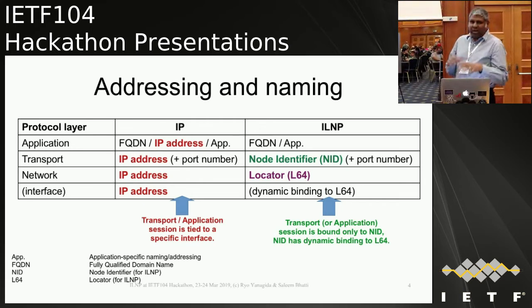So in ILNP, we try to change the way that addressing is done. We introduce new namespaces. So there's a specific identifier at the transport layer that's only used end-to-end, and there's another namespace, a locator, at the network layer that's used just for routing. And then we have dynamic bindings between them. So a node identifier can be dynamically bound to one or more locators, and a locator can be dynamically bound to an interface. And by playing around with those, you can get different things like multi-homing and mobility, and a mixture of those things if you want to.